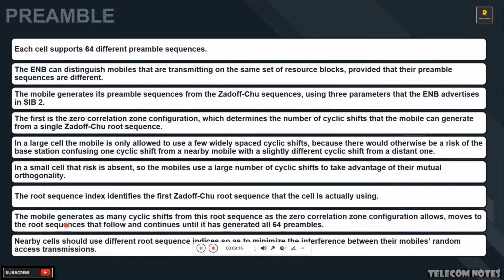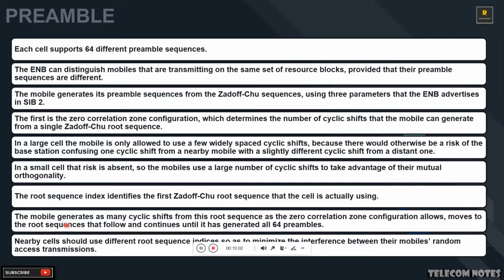So, by reading all these things, we get to know that we have 64 different preamble sequences, and that preamble sequences are the Zadoff-Chu sequences that depend on the 3 parameters that the eNodeB gets from SIB2. The most important one is the zero correlation zone. As I have already told you, the Zadoff-Chu sequence has a number of codes that have zero correlation with each other. So out of that number of Zadoff-Chu sequences, we take out 64 different preambles for each cell.